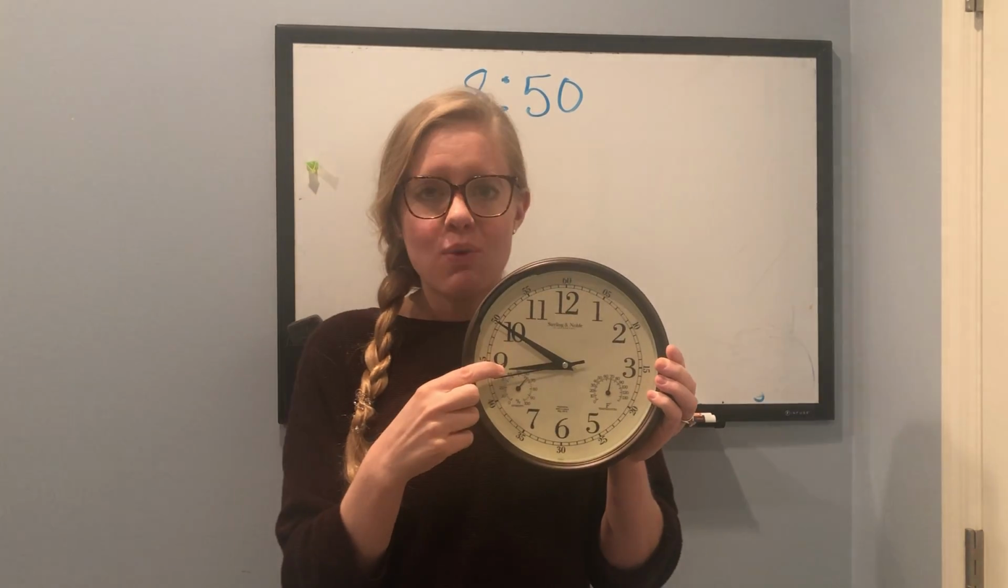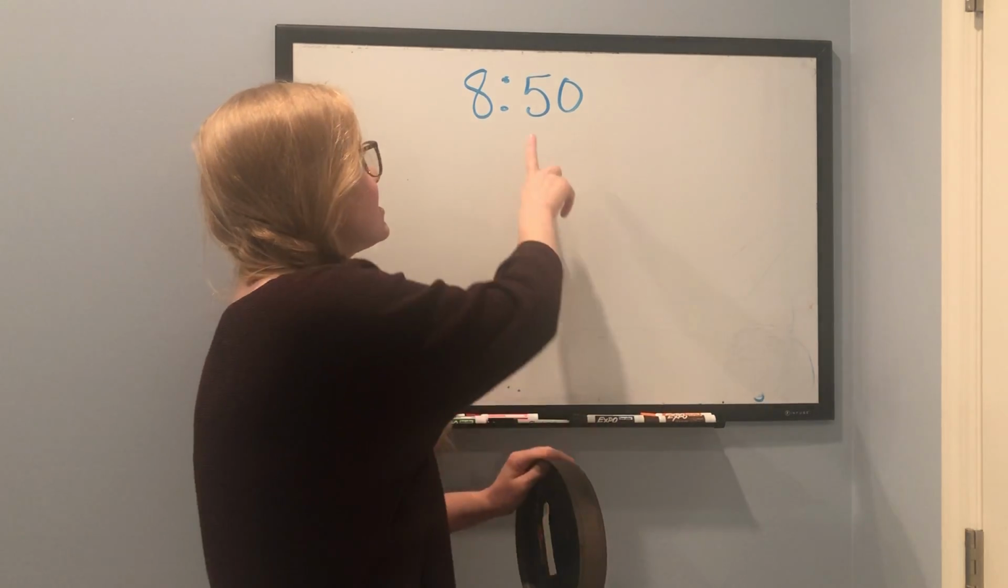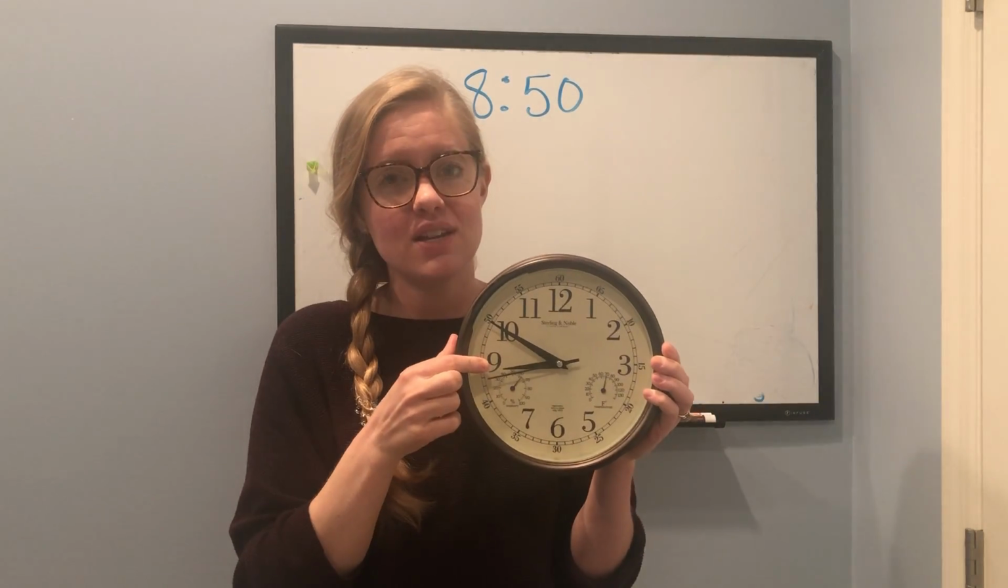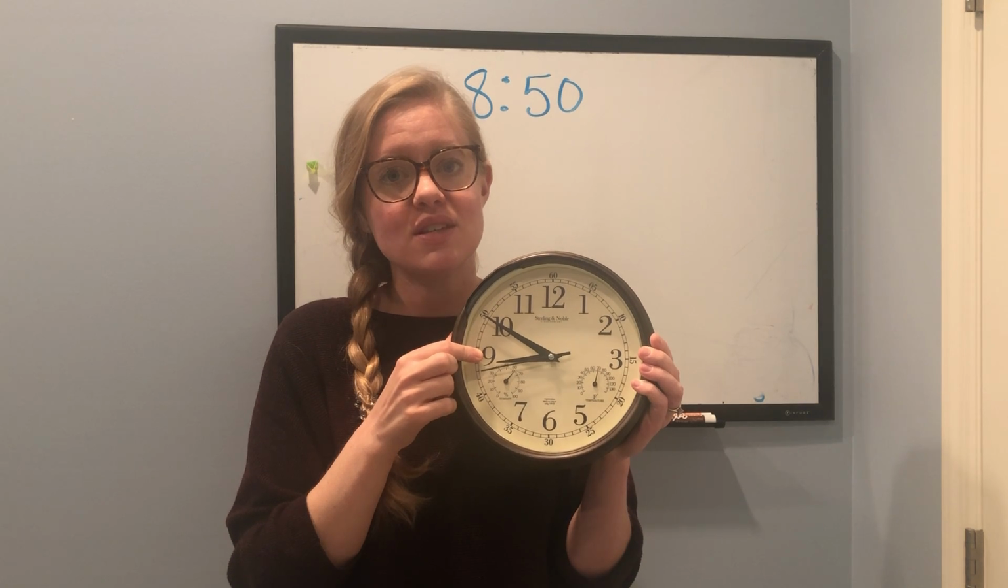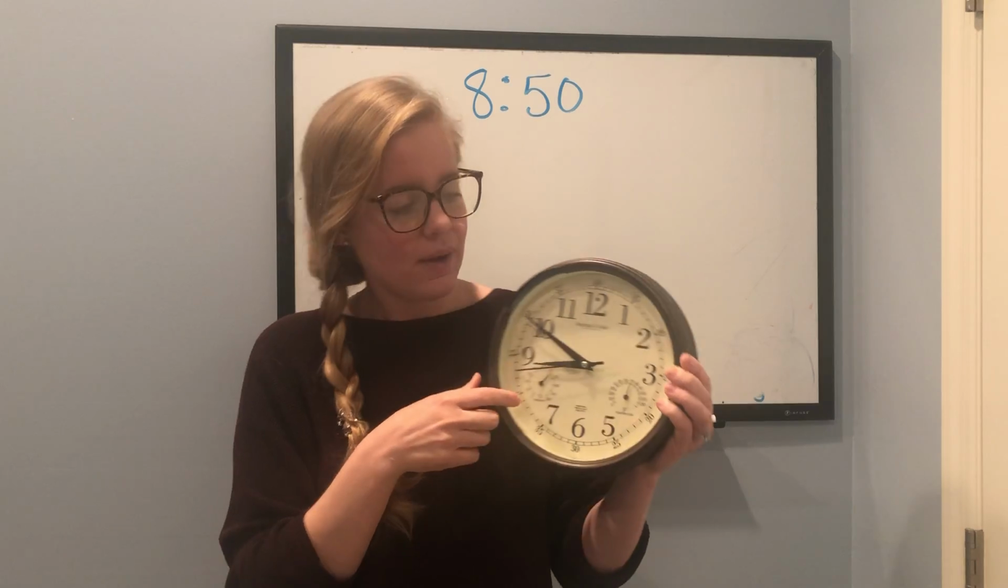I know that the hour hand is almost to the 9. That's because it's almost 9 o'clock. It's 10 minutes to 9 o'clock. So that's why the hour hand is almost to the 9, but since it's in between the 9 and the 8, we always say the 8, okay?